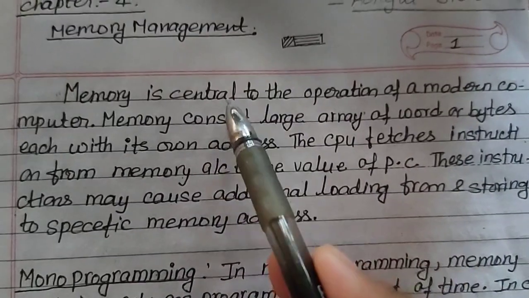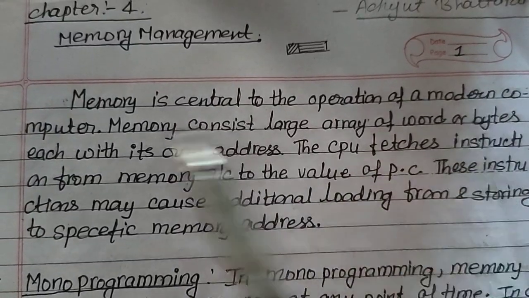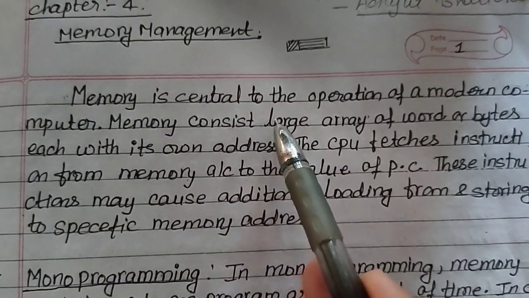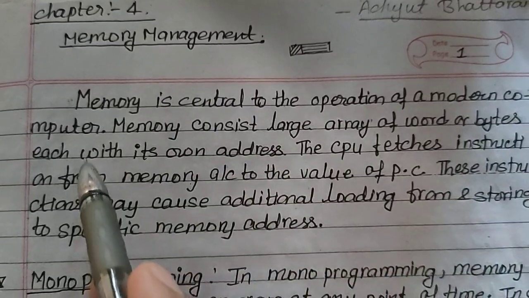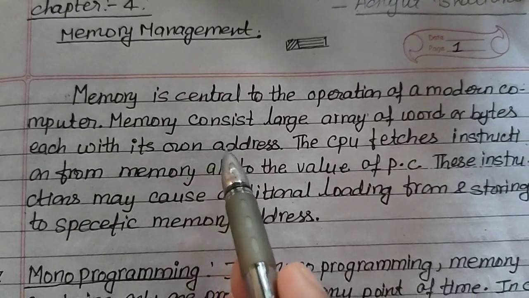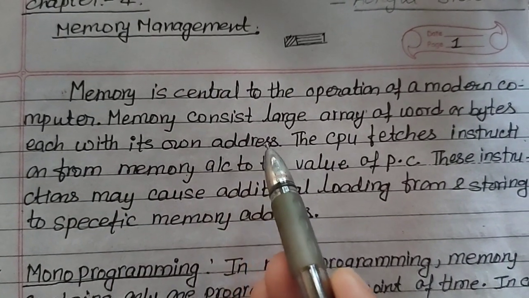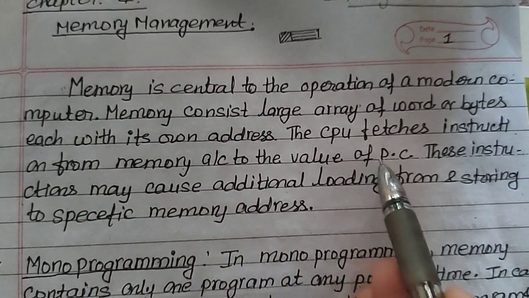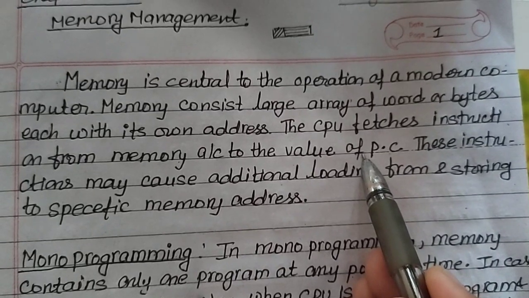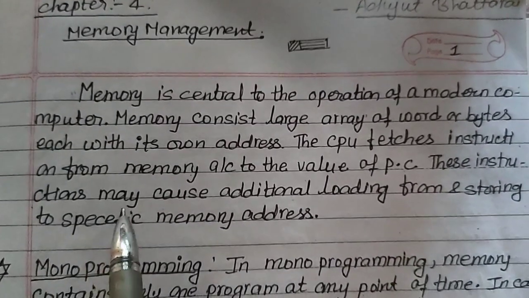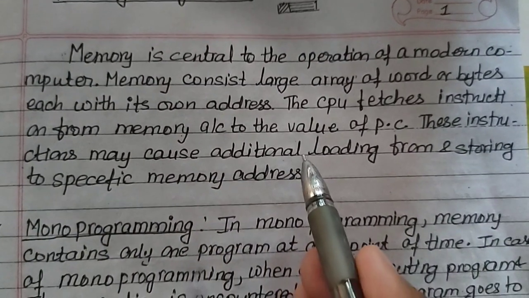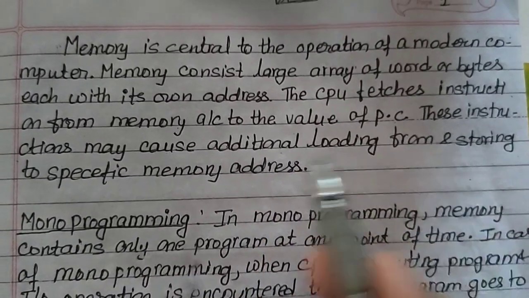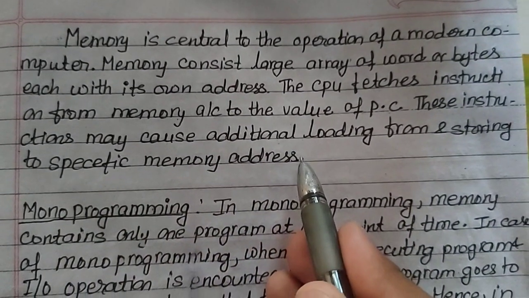Memory is central to the operation of a modern computer. Memory consists of an array of words or bytes, each with its own address. The CPU fetches instructions from the memory according to the value of the PC, that means program counter. This instruction may cause additional loading from and storing to specific memory addresses.